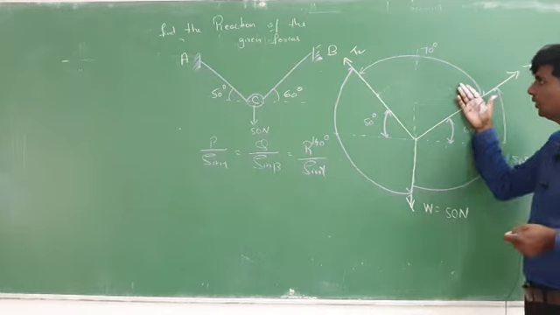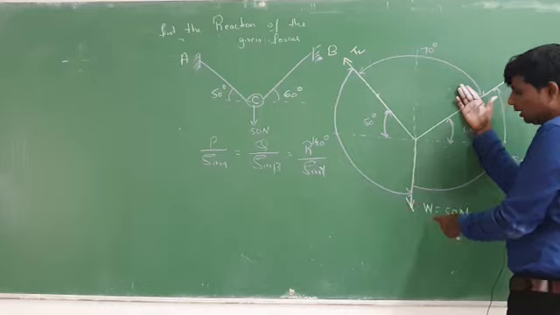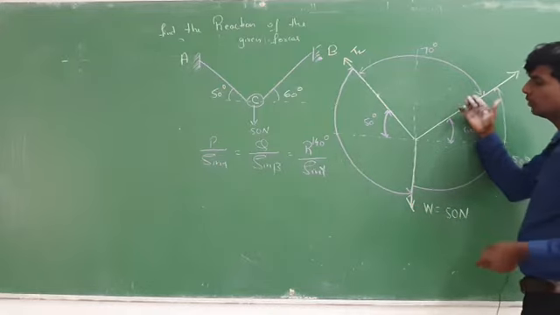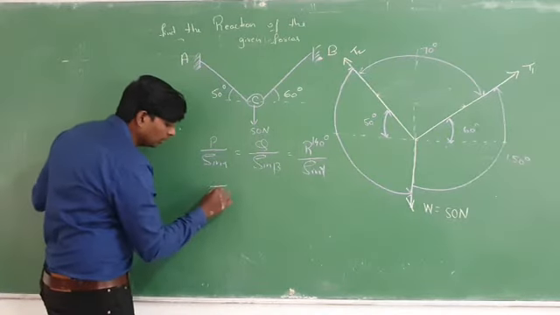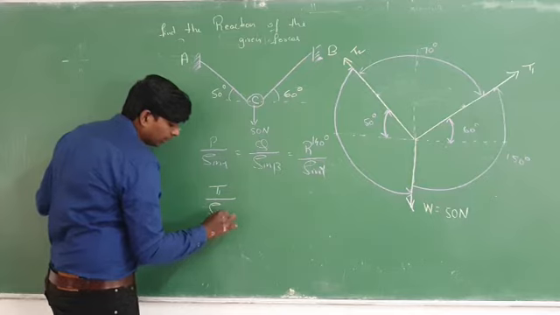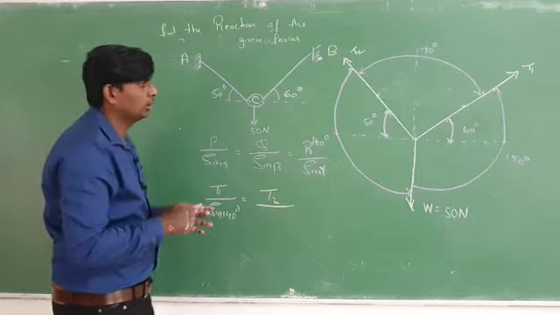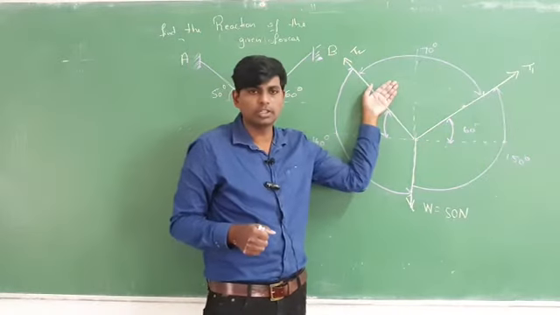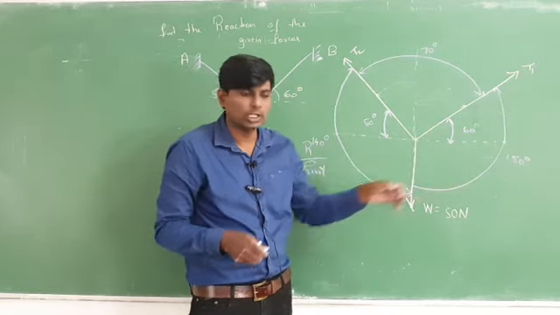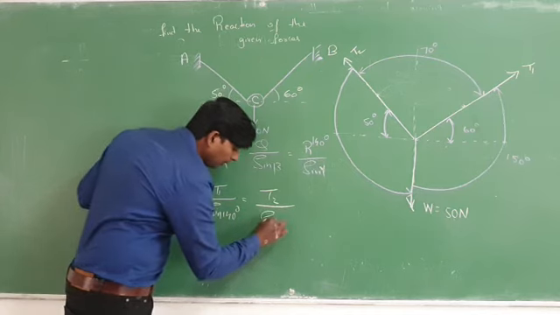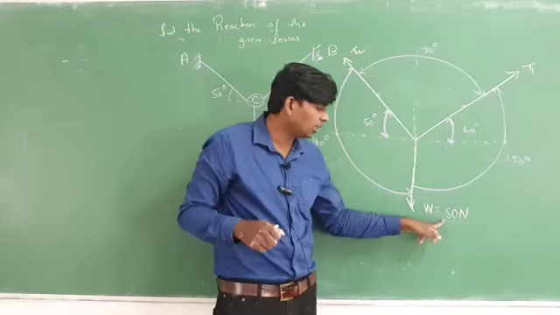If I selected T1, how many forces are remaining? T2 and W. What is the angle between them? 140 degree. So here I can write T1 by sin 140 degree. If I selected T2, how many forces are remaining? T1 and W. What is the angle between them? 150 degree. So here you take sin 150 degree. Now the last force is remaining. How much is that? 50 Newton.